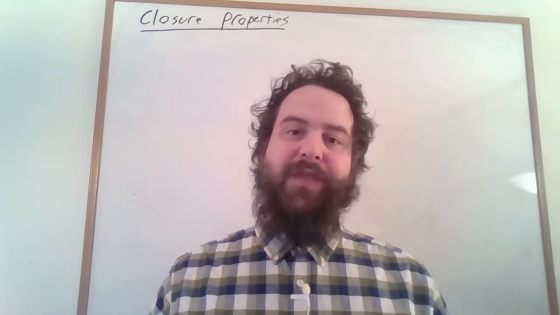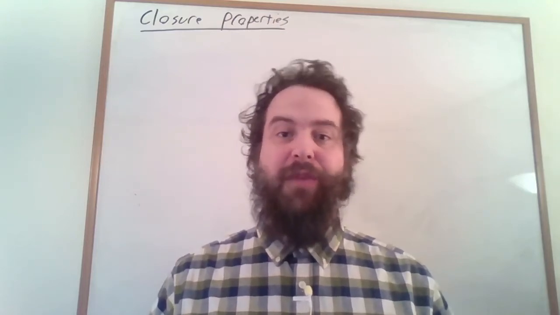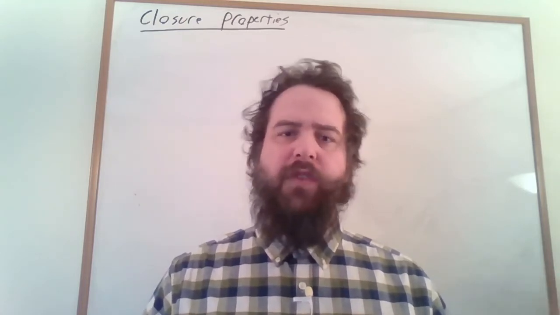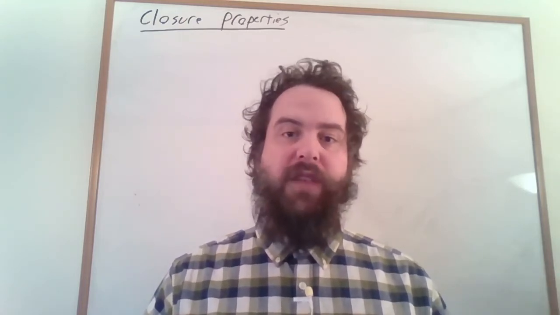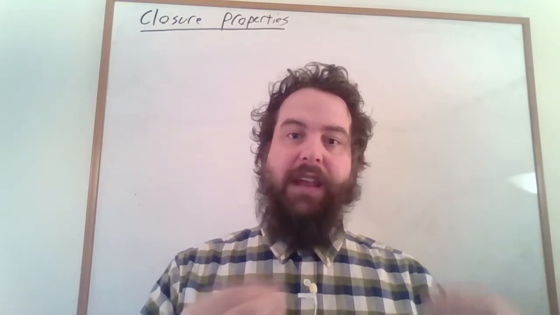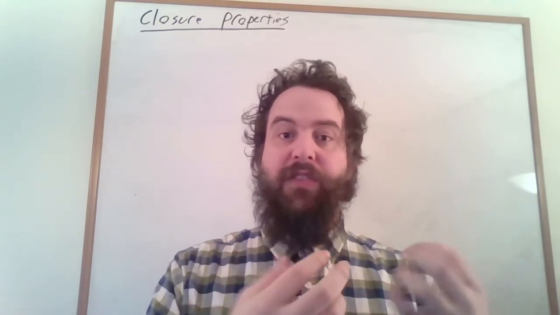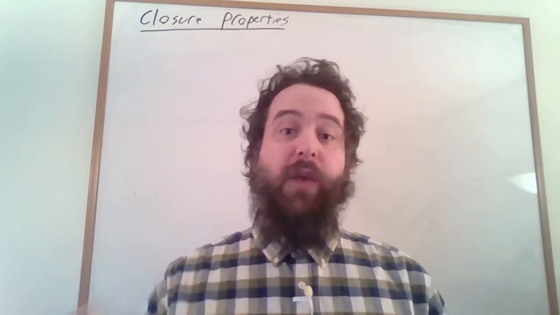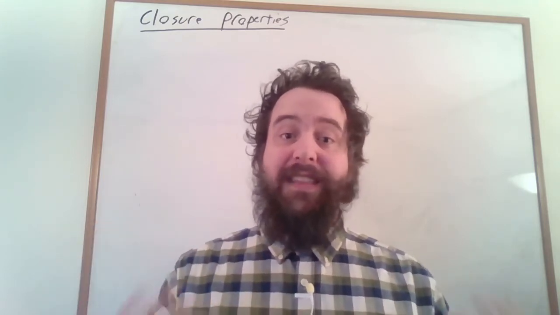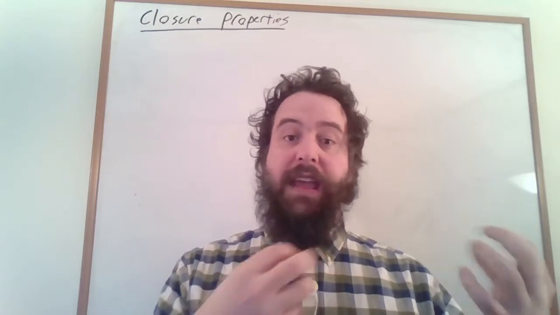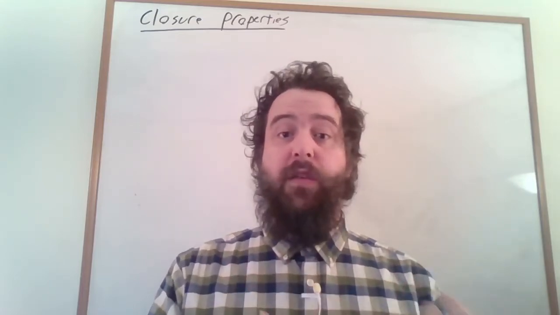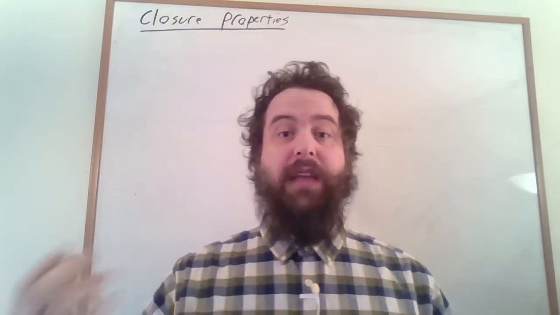Hello, in this video I'd like to talk about the closure properties of the regular languages. And this is the same notion of closure that I was talking about in the monoids video, the idea that if we take elements of a collection and combine them together in a particular way, that we get a new element of the collection. In this case, I'm interested in taking two regular languages and combining them together in a particular way to get a new regular language.